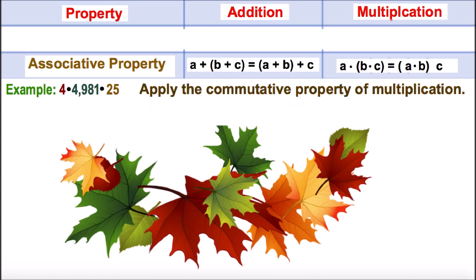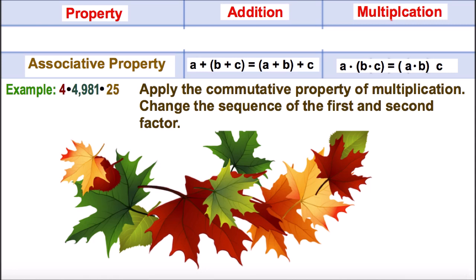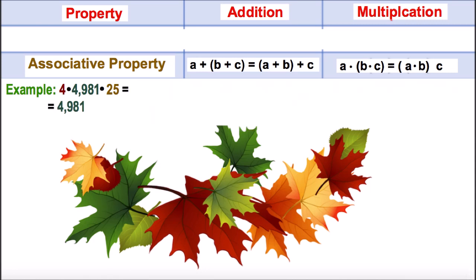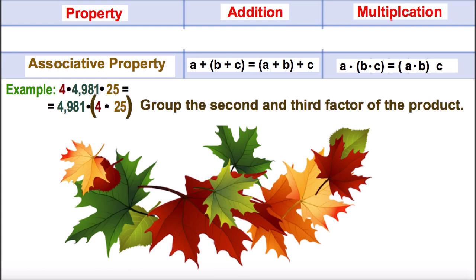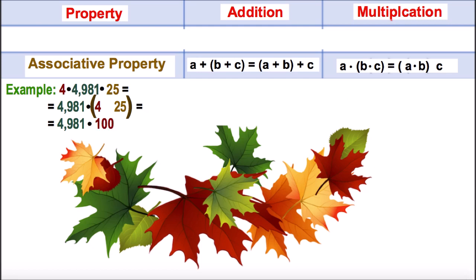So let's apply the commutative property of multiplication. Changing the sequence of the first and second factor, we obtain 4,981 times 4 times 25. Grouping the second and third factor of the product and performing calculations, this is equal to 4,981 times 100, which equals 498,100.